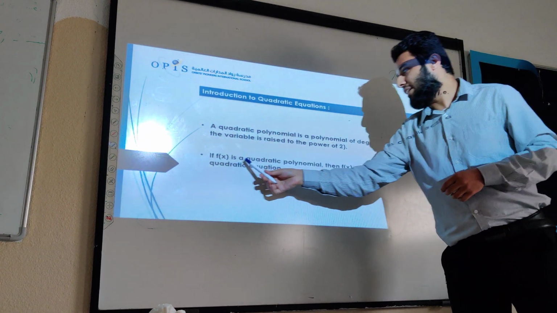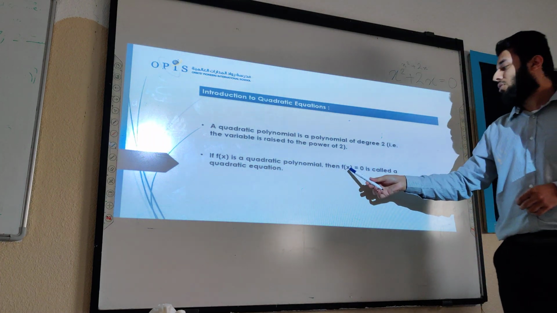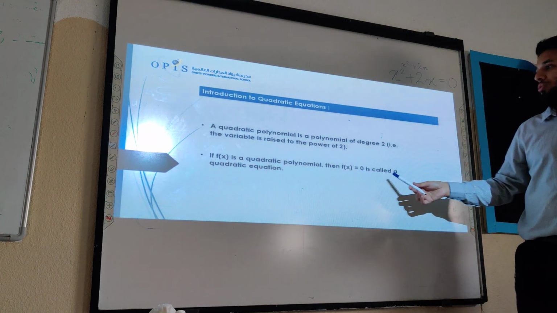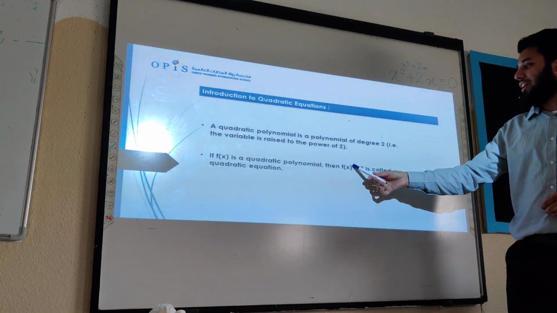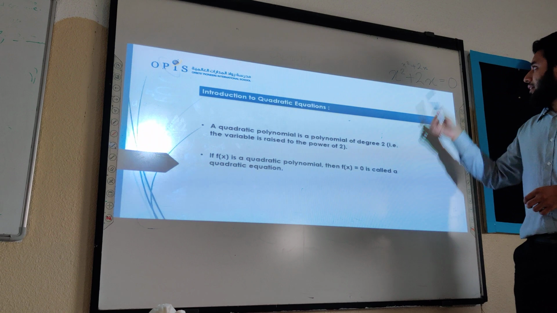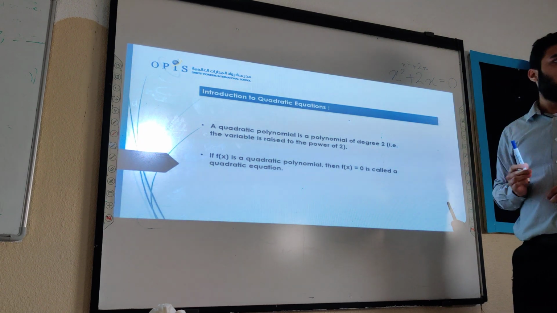So if f of x is a quadratic polynomial, then f of x equal to 0 is called a quadratic equation. As I told you, if we have a polynomial and we equate it to 0, this expression will be known as a quadratic equation.